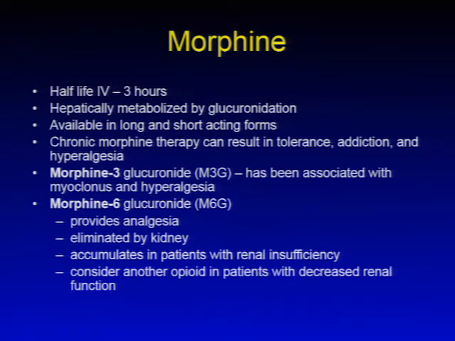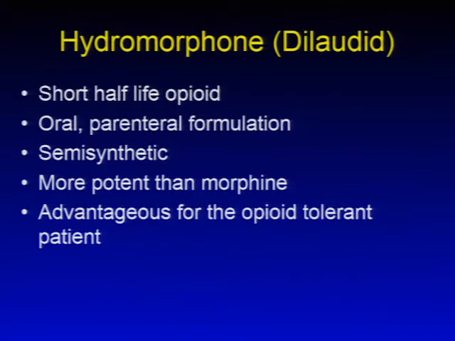Morphine 3-glucuronide has been associated with hyperalgesia, which is a heightened awareness of pain, thought to be caused by the opiate itself. Morphine 6-glucuronide is a typical metabolite that is eliminated by the kidney. However, in patients with renal insufficiency, this can accumulate. Thus, other opioids should be considered in patients with decreased renal function.